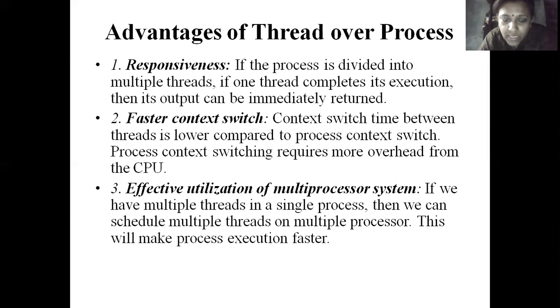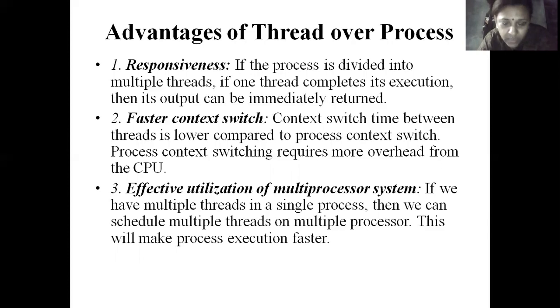Faster context switch. When we do multitasking and we have a single processor, several processes are not running at the same time, but switching. One process switches to another process, then that one switches to another, and the switching time is so small that it appears to us that they are running simultaneously. That is called the context switch time, the time it needs to switch to another process. So the context switch time between threads is lower.